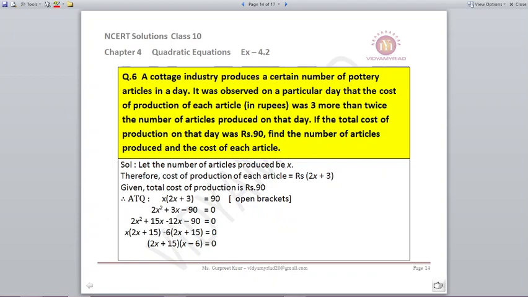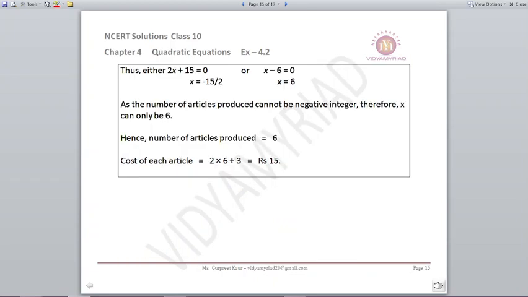Open the bracket, and using middle term splitting you get factors as (2x plus 15) and (x minus 6) equal to 0, where x is equal to minus 15 upon 2 or x is equal to 6. Now articles produced can never be negative numbers, so it means that x is 6 only. The number of articles produced is 6. The cost of each article is rupees 15.